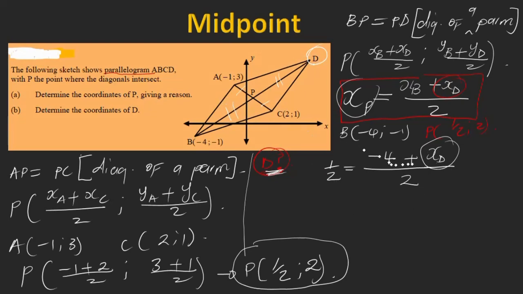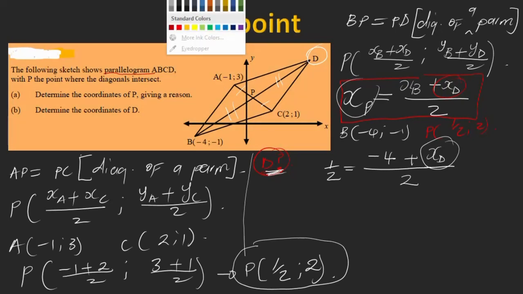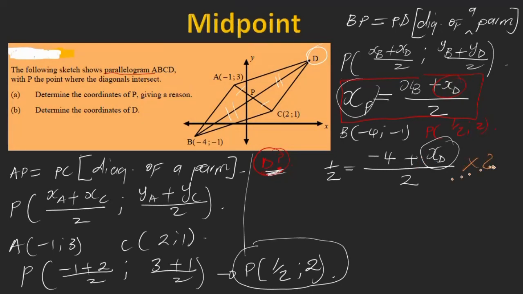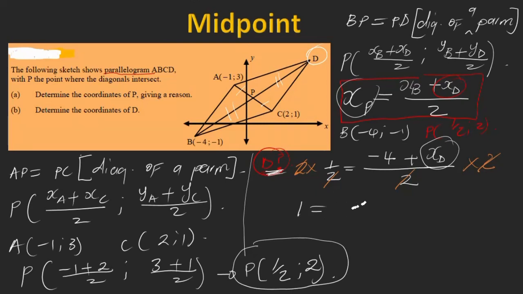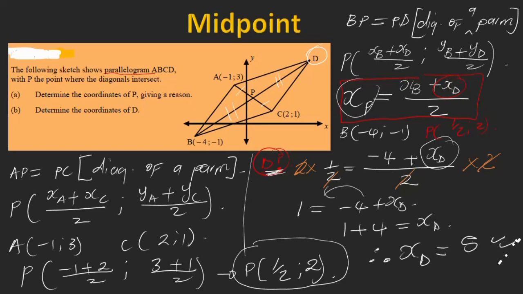So to do that, I'm going to multiply both sides by 2, so I can get rid of this denominator. What I do on the right, I also do on the left. So this will cancel with this, and this will cancel with this. So I'll be left with 1 on the left side. It's equals to negative 4 plus x at D, right? And I'll have to transpose this to another side. It will become positive. So I have 1 plus 4 is equals to x at D. Therefore, my x coordinate at D is equals to 5. We see that. So I found my x coordinate at D.